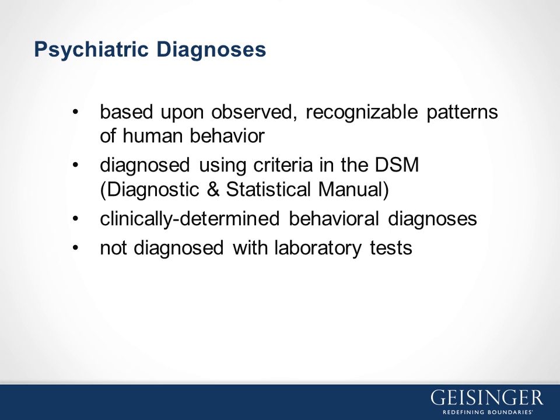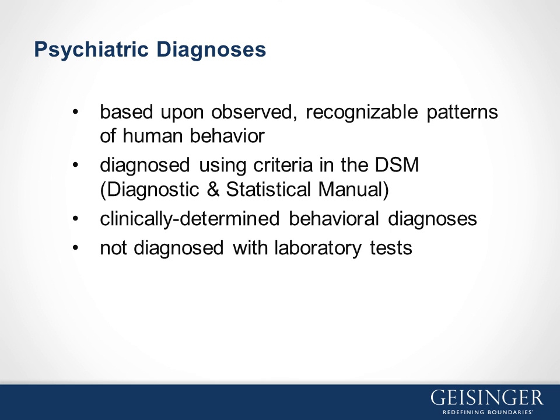There are childhood onset and adult onset psychiatric diagnoses. And in an effort to demystify what this means, I'll just describe these diagnoses and emphasize that these are all symptom diagnoses. They're based on observed, recognizable patterns of human behavior. That's all a psychiatric diagnosis is. It's a diagnosis that involves behavior and gets diagnosed using criteria that are in a manual called the DSM, or the Diagnostic and Statistical Manual.